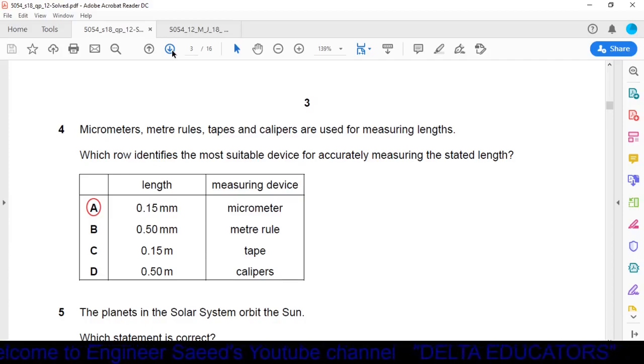Option C, 0.15 millimeter and the measuring device is tape. Normally, a measuring tape is used to measure a length that is more than 1 meter. Okay, option D, length 0.50 meter and the measuring device is caliper. Normally, the vernier calipers that we use in the laboratory can measure a length up to 150 millimeter or up to a maximum of 300 millimeter. 300 millimeter means 0.3 meters. So the best option, the correct option, is option A, length 0.15 millimeter and measuring device micrometer.